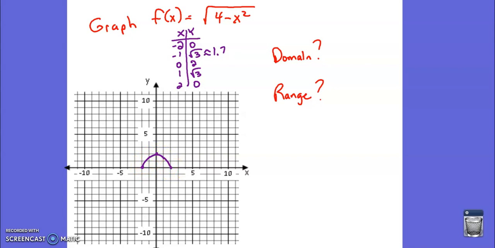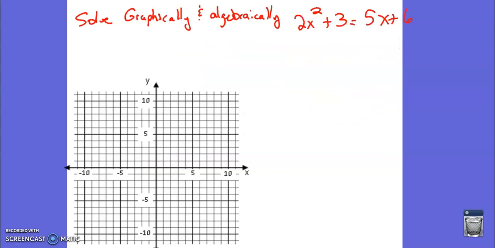And then the domain, remember the domain is the set of x values. So we're talking about from -2 to 2. Notice it has brackets because they're closed. The range is the set of the y values. So look at the minimum and then also the maximum. So this would be from 0 to 2. Again, with brackets because it includes that.